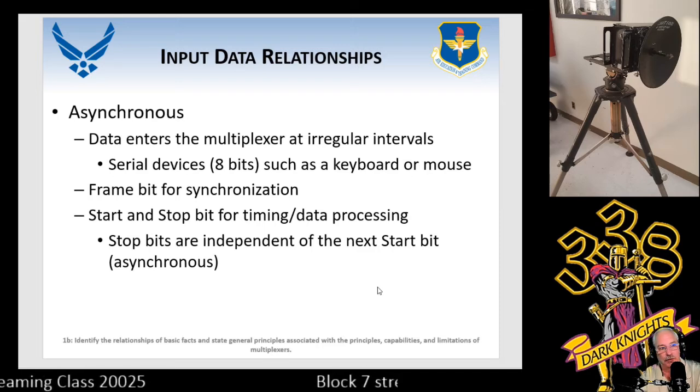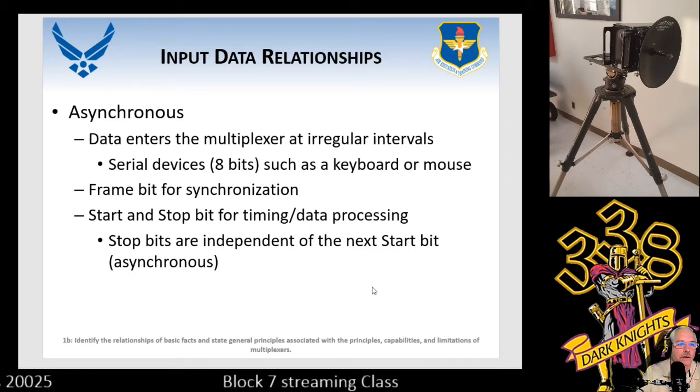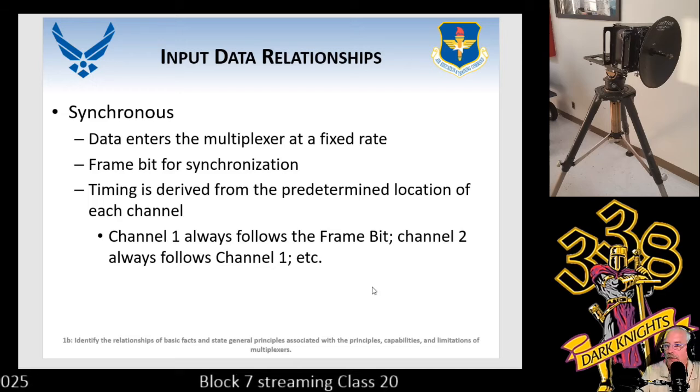Async is going to use definitely the stop and start bits, because what it likes to do is conserve its bandwidth if you're not using it. By the way, your computers use async.